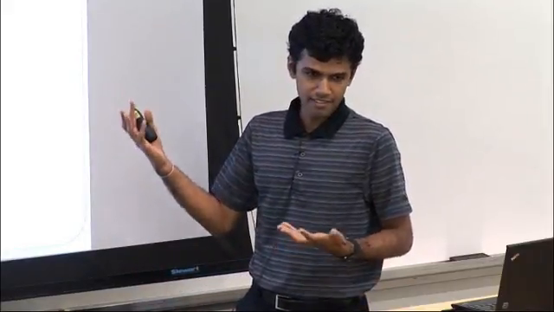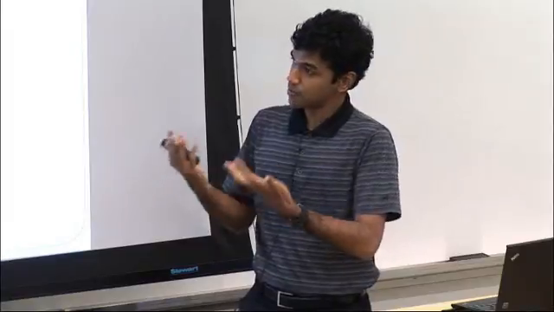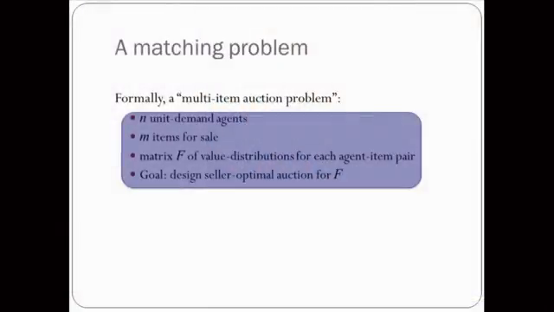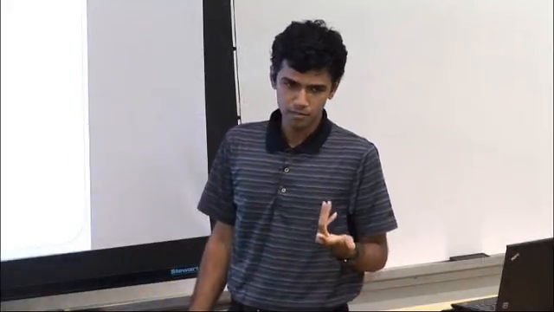Multi-parameter because each agent has more than one private parameter. Okay. He has value for each item. So he holds m private parameters. Everybody holds m private parameters. Okay. So formally, we are studying a multi-item auction problem. You have n unit demand agents, m items, and you have a matrix F of distributions. Your goal is to get a seller optimal auction.